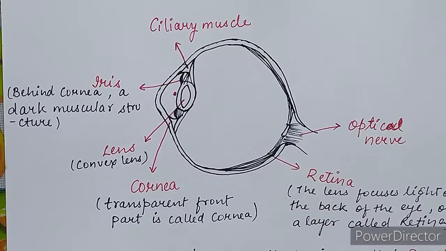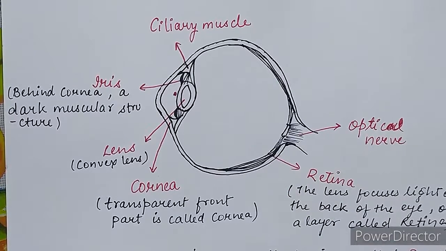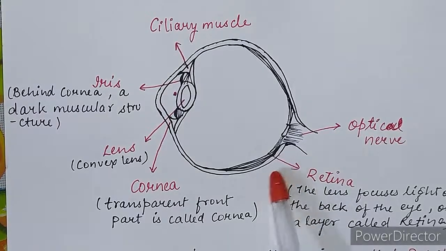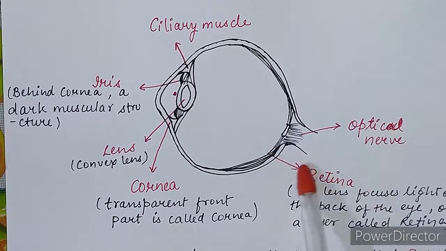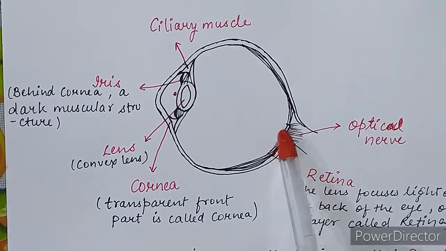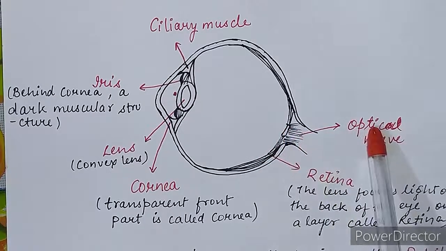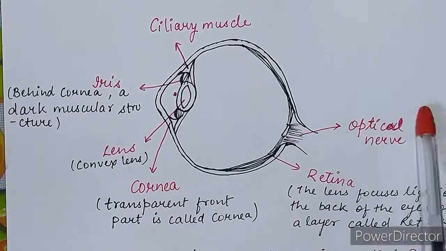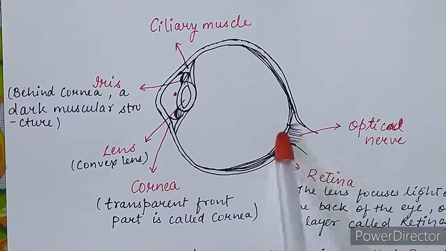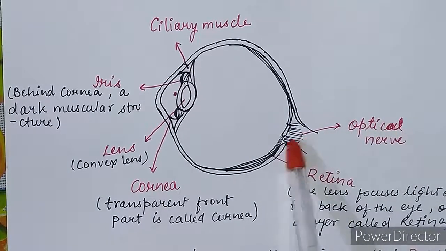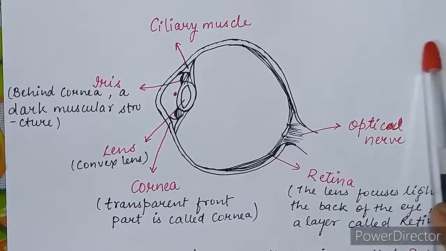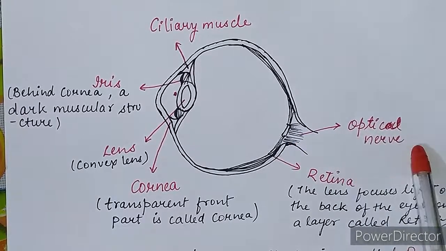Sensations of the nerve cells are transmitted to the brain through the optic nerve. Any sensation that appears on the nerve cells present in the retina is transferred as a message to the optic nerve, and the optic nerve sends that message to our brain. So this is the optic nerve, which transfers the messages, images, and all the sensations to the brain.